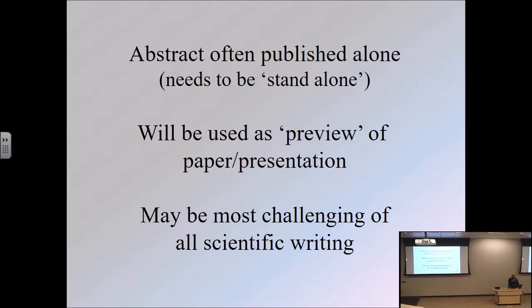Even abstracts in public scientific publications often are published separately. That's what people see first. And the abstract then is what they read. Many journals offer abstracts as free viewing, but if you want to see the paper, you got to pay. So the journal would like the abstract to entice them enough that they're willing to pay for the paper. Okay? The abstract will be used as a preview to determine if I'm interested in wanting to read the rest of this paper, wanting to go to that presentation.